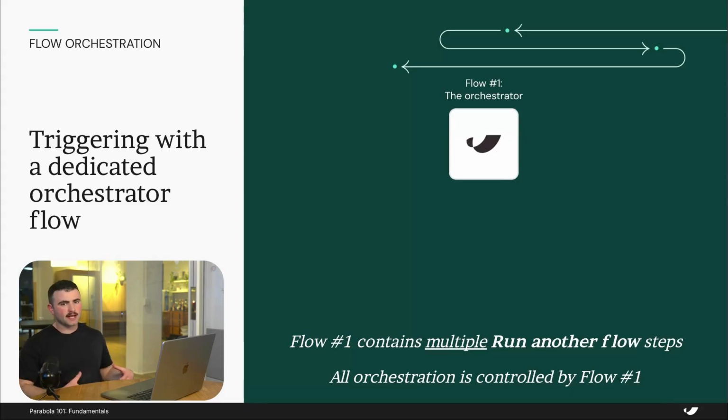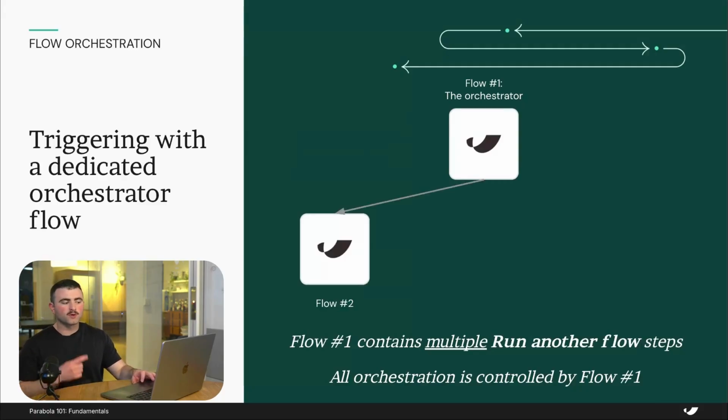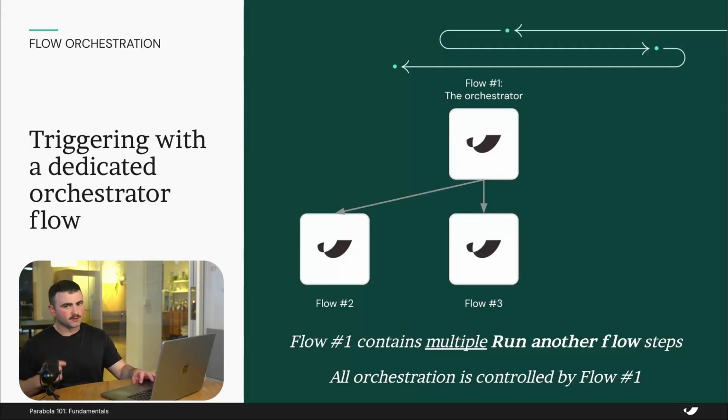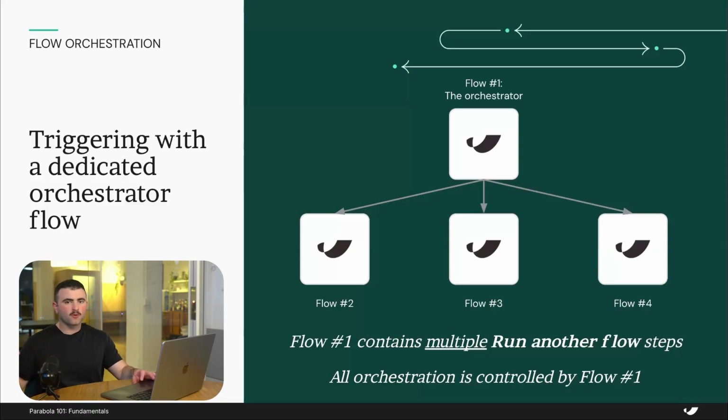Now let's look at our second method where we have one central orchestration flow. In this example, our orchestrator flow would have multiple run another flow steps, and all orchestration is controlled by that one flow. Flow number one would tell flow number two when it's time to run, it would tell flow number three when it's time to run, and flow number four when it's time to run. To show you an example of this in practice, let's take a look at an orchestrator flow that will trigger the two flows that we were just looking at.